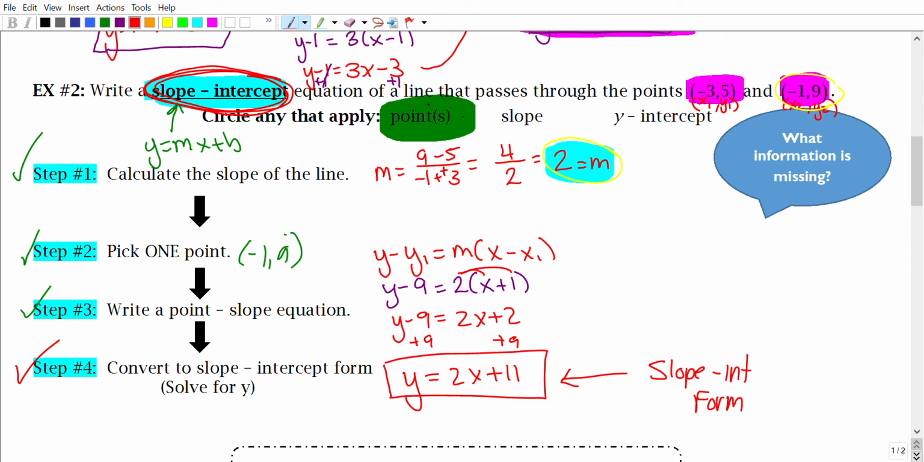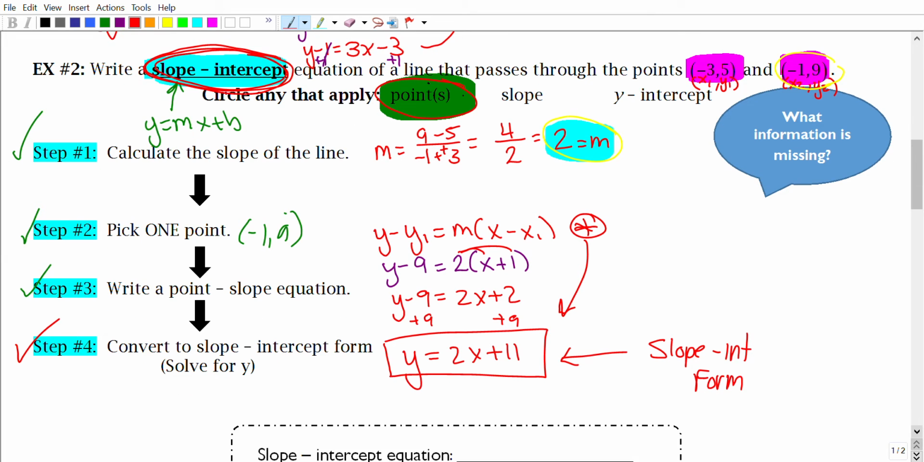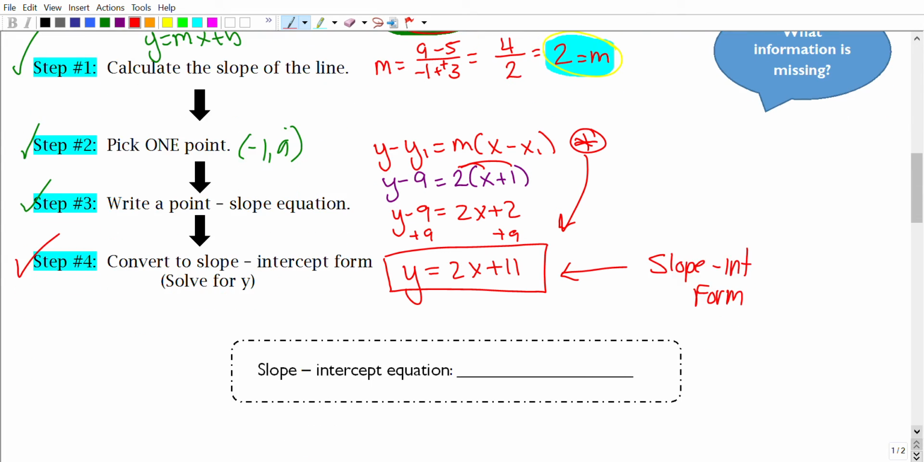Remember, this whole unit is on trying to write equations. Now, sometimes you'll be given certain information, sometimes you'll be given other. So what we did here is identify what information we were given, which was just points, okay? We took those points, calculated our slope. Now with a point and a slope, I'm able to write a point slope form right here. From then, we just solved for y, and we were able to get a slope intercept form. Okay, so finally, my slope intercept equation here was y equals 2x plus 11.